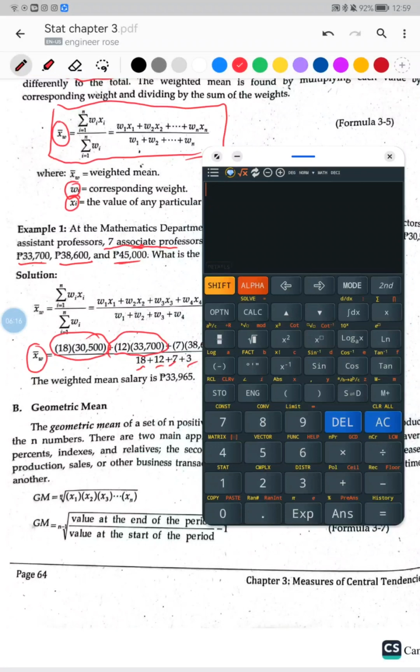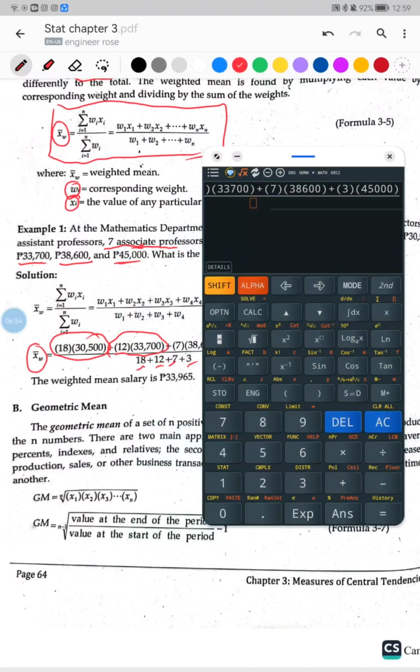18 times the salary, plus the 12 times also their salary, plus the 7 associate professors times the salary, plus the 3 professors, whose given salary is 45,000.